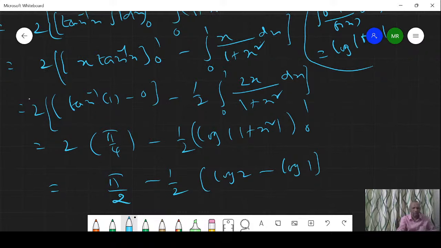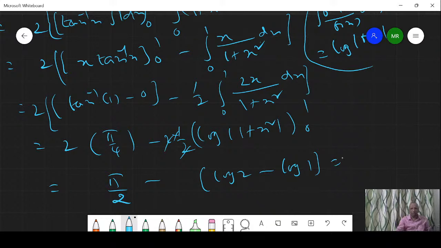When I am expanding 2 into, you will get 2 into 1 by, this is 2 common. I can write 2 into 1 by 2. The 2 gets cancelled here. This 2 won't come here, right? It will get pi by 2 minus log 2 minus log 1.